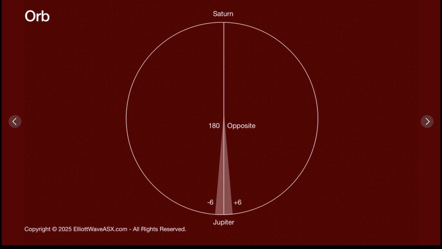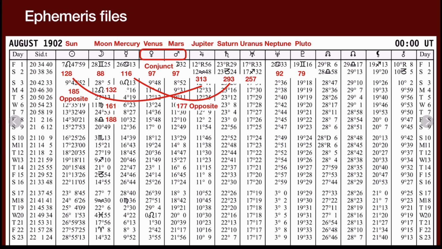Now back to the Ephemeris. Now we've got Saturn at 293 degrees and Mercury at 116. So they're 177 degrees apart and opposite. We've got Jupiter at 313 degrees and the Sun at 128. So they're 185 degrees apart, and again they're opposite. And both those examples, they're within that 6-degree orb. We've also got Venus and Mars, both at exactly 97 degrees, so they're conjunct.